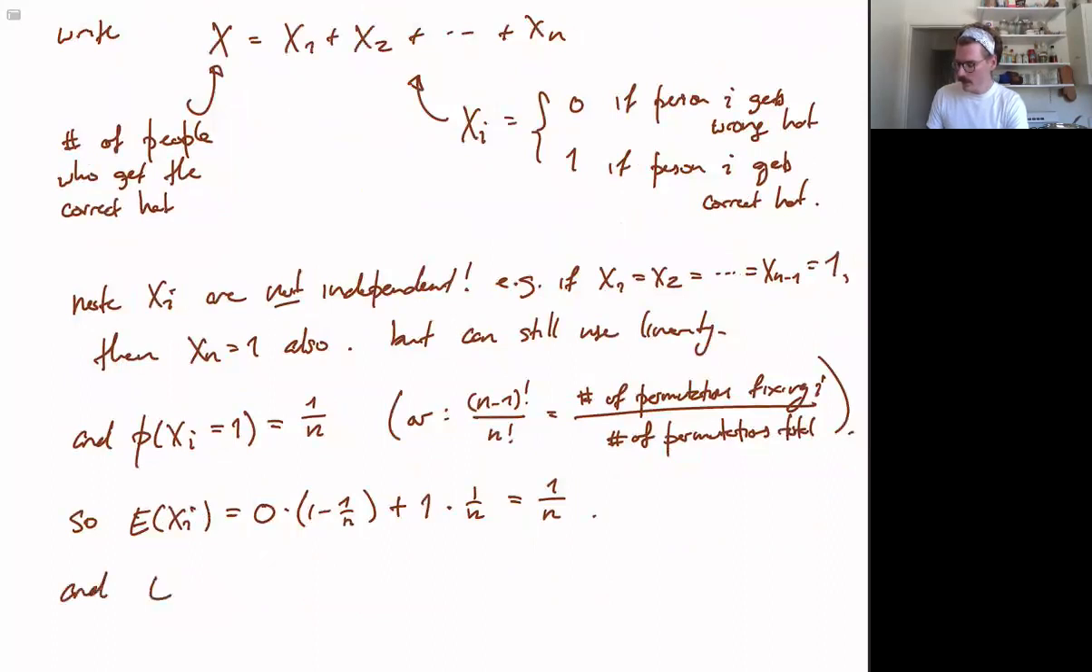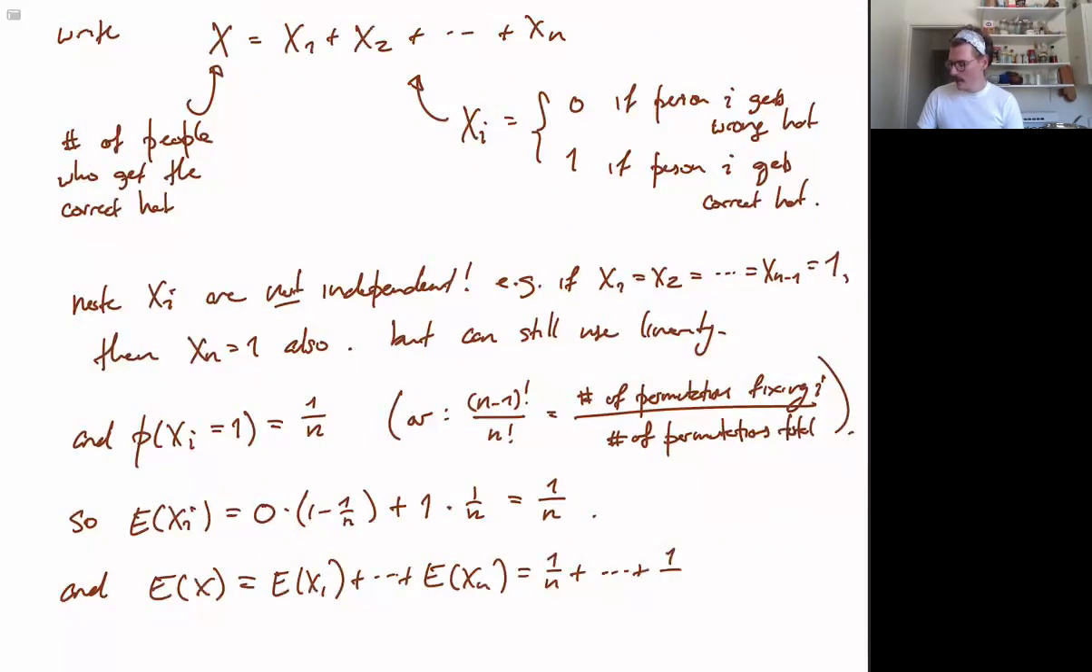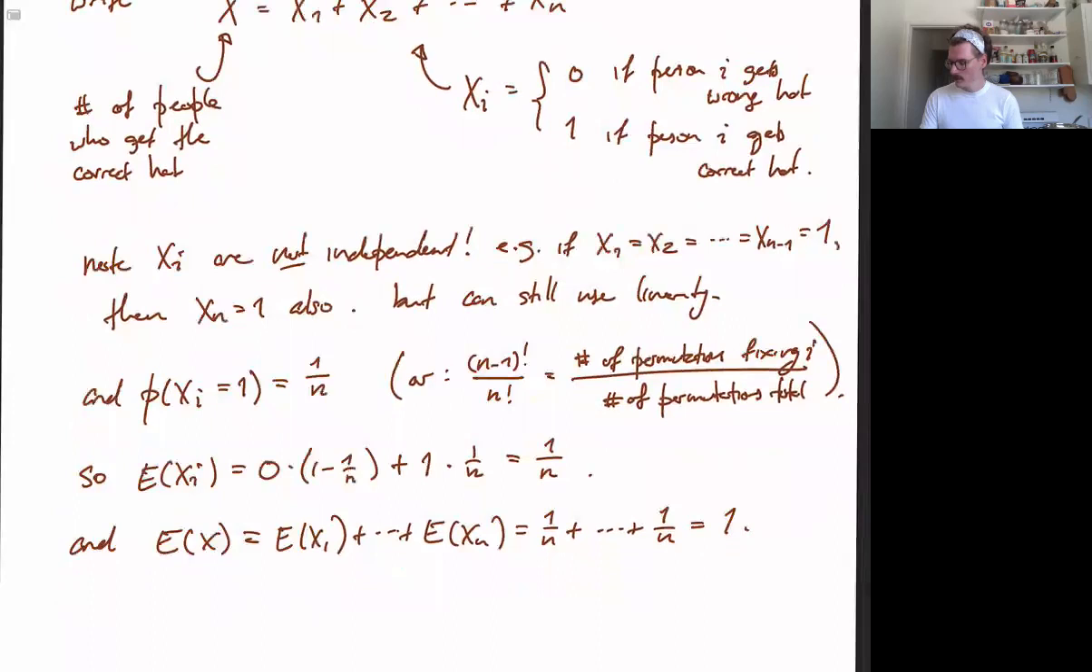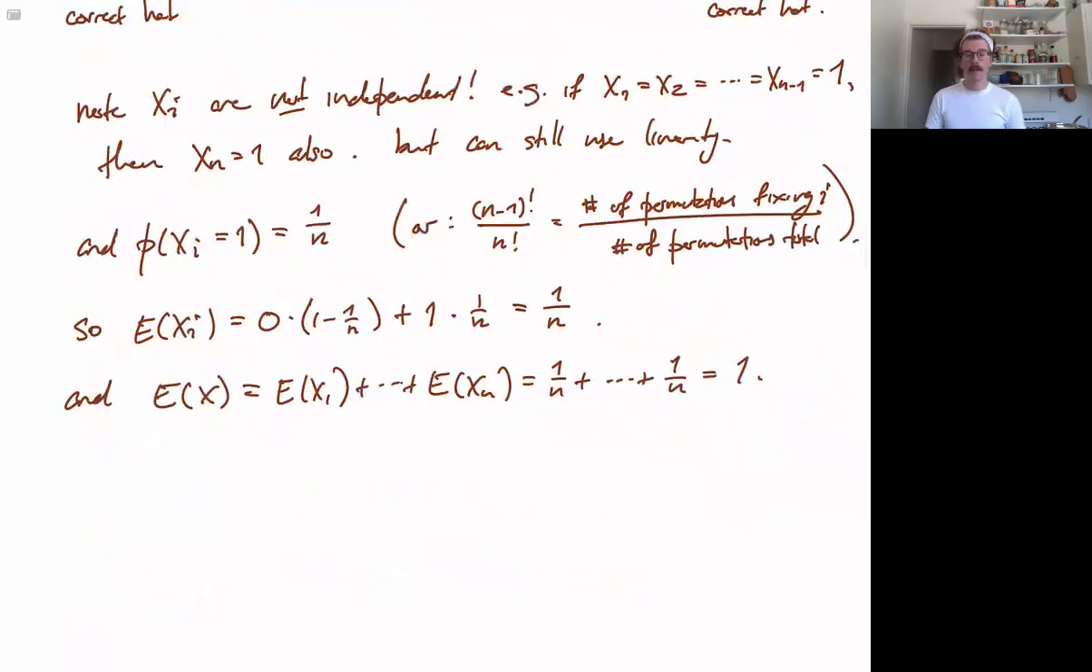And this allows us to compute the expected value of x. It is the sum of the expected values of all of these guys, which is 1 over n for each of them. And there are n terms in the sum, so that's 1 over n times n, which is 1. So the expected number of people who get their hat back is exactly 1.